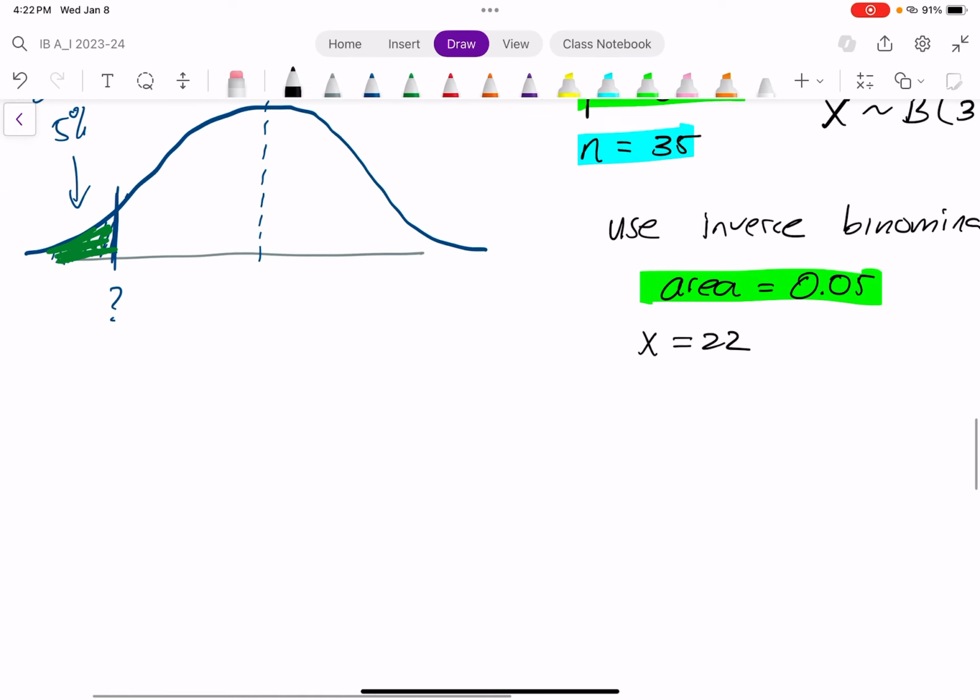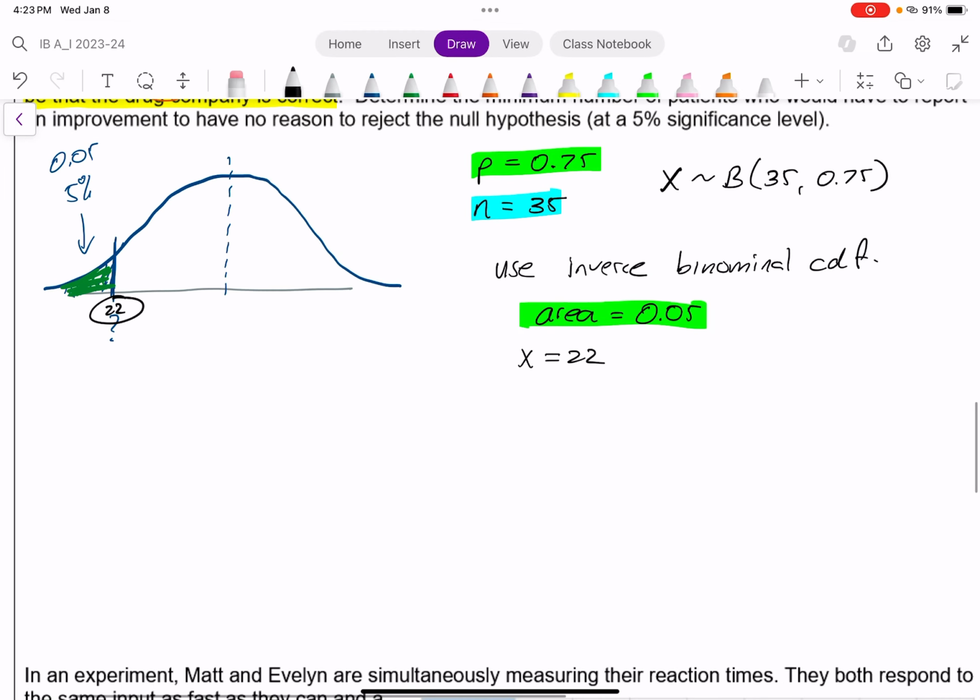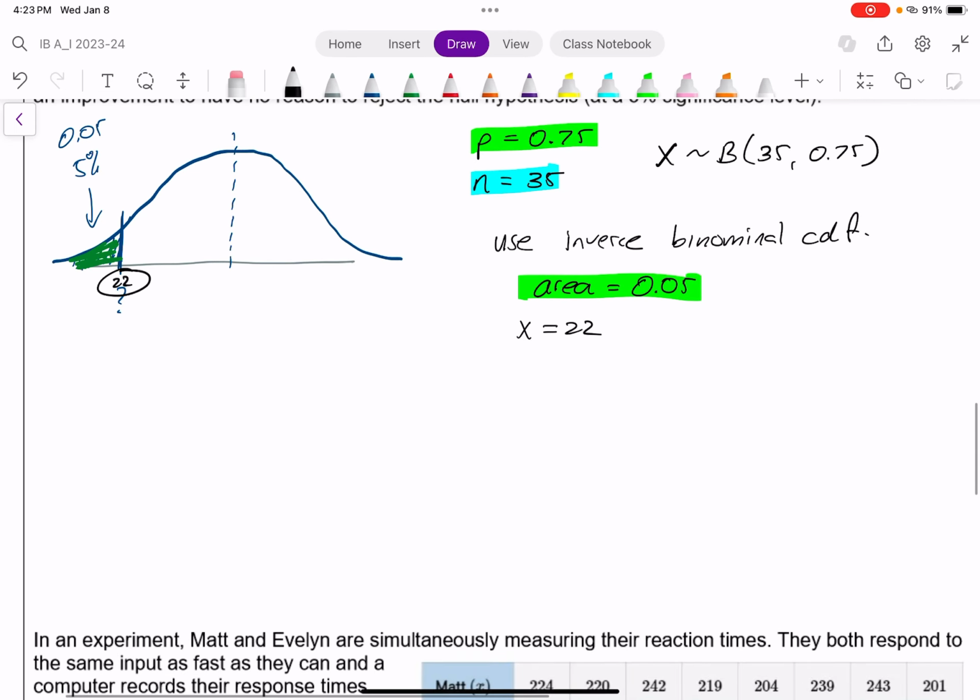So it's saying that 22 is the nearest value to 5%. But just because it's the nearest, it may not be the best for our question. So I'm going to go with that, but let's double check a few things. We know it's going to be around 22, but depending on the context of the question, we always want to check a few things.